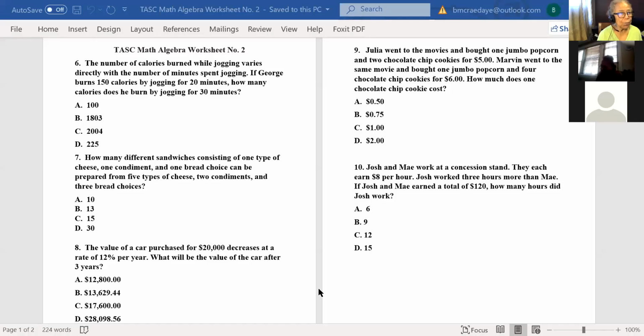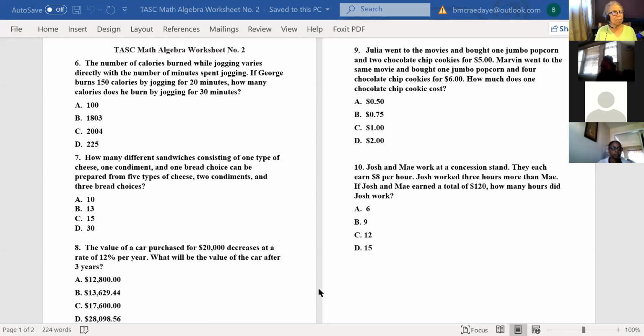Let me just share my screen with you. And we will look at algebra worksheet number 2. Now, did anyone do any of the problems? I think I asked you to do the first 3, right? They're labeled 6, 7, and 8. Does everyone see that? Hello, Vanessa. Does everyone see 6, 7, 8, 9, 10? Okay.